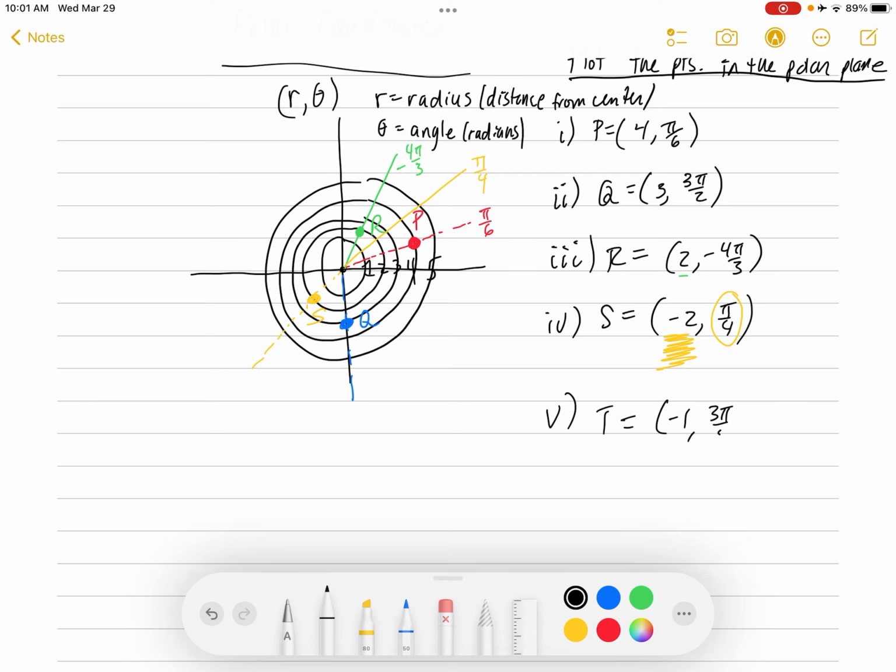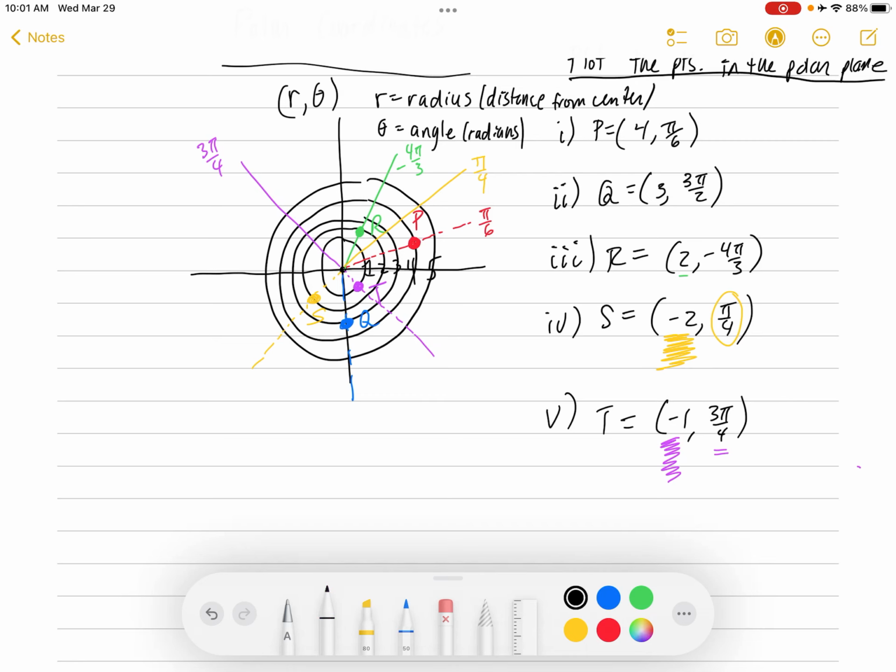Let's do another negative radius. Negative 1, comma 3 pi over 4. I'm going to start off with a purple color this time. So 3 pi over 4, that is 135 degrees. So that's right there, right? 3 pi over 4. And since I've got a negative, this guy's a negative, I actually have to flip to the other side of the circle. I'm going to go 1 in that direction. It's going to land me right there in quadrant 4. That's going to be my T.